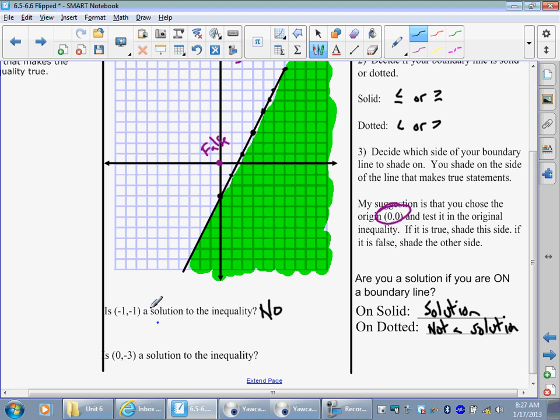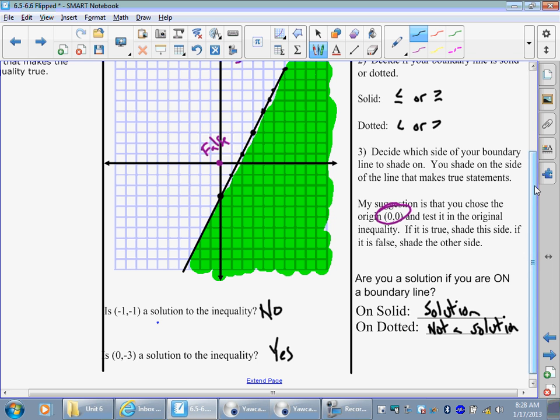Now, what about (0, -3)? Well, we'll notice that, hey, wait a minute, that's actually on the boundary line. Well, what type of boundary line is it on? It's on a solid boundary line, so it is a solution.